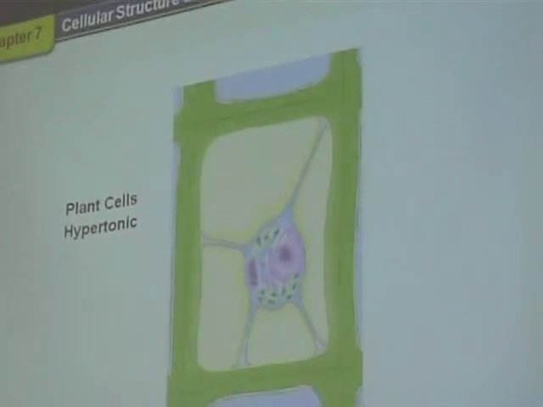That's what we'll look at on Friday. We'll put some cells in a hypertonic solution, a saltwater solution, and we'll see how they shrink away from the cell wall. Pretty interesting stuff.